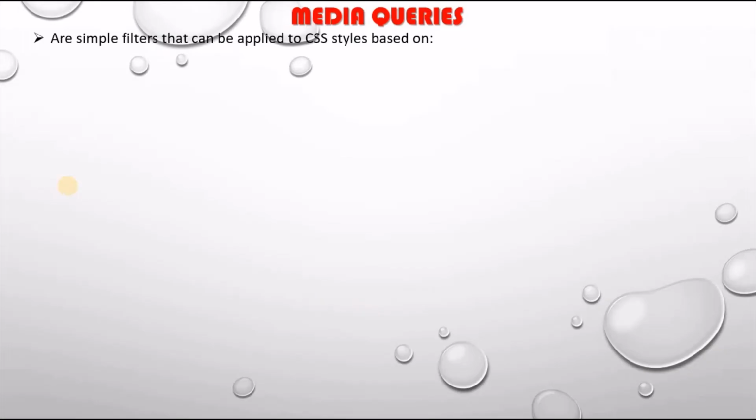Let's now have a quick look at media queries. These are just simple filters that can be applied to CSS styles based on media type. And when you say media type, you are referring to whether it is for print, for viewing on the screen, or for speech synthesizers. And that "all" there is the default, which matches all, that is print, screen, and speech.